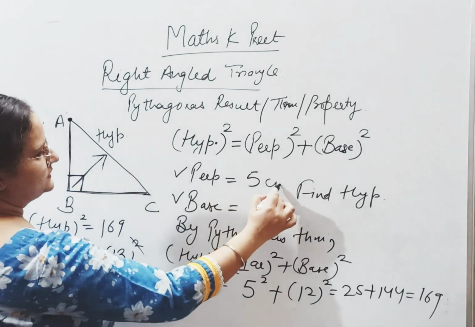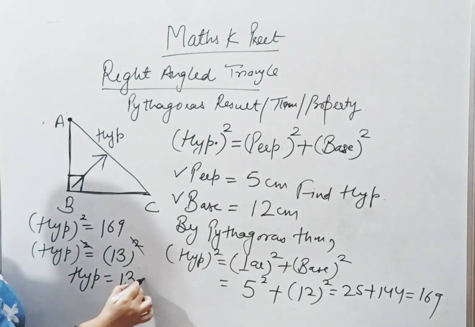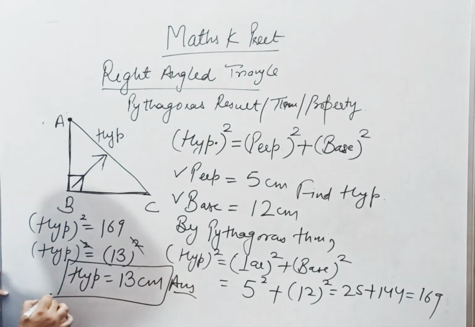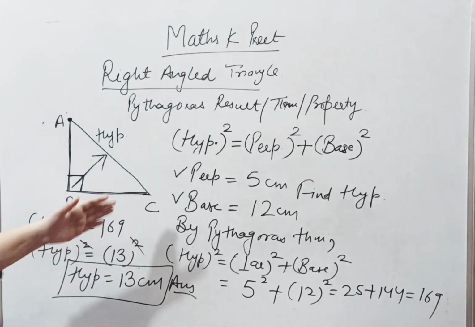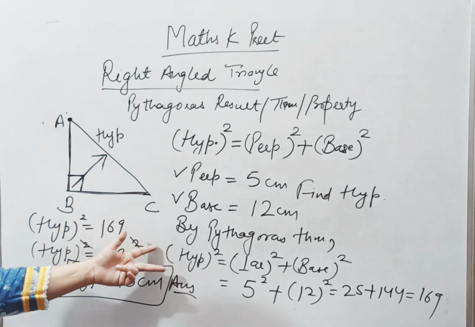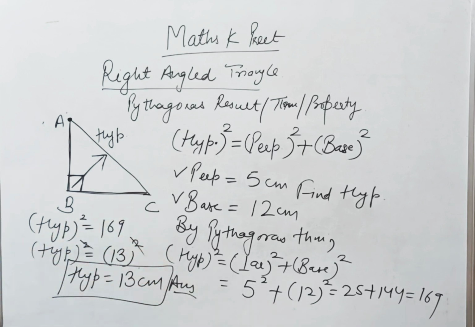Suppose it was in centimeters. So the result will be in centimeter only. So this is the answer. So if perpendicular and base of a triangle is given, what we are finding? We are finding that the triangle is a right angle triangle. Then we have to find the hypotenuse. We will write the result and put the values and get the value for the third side.